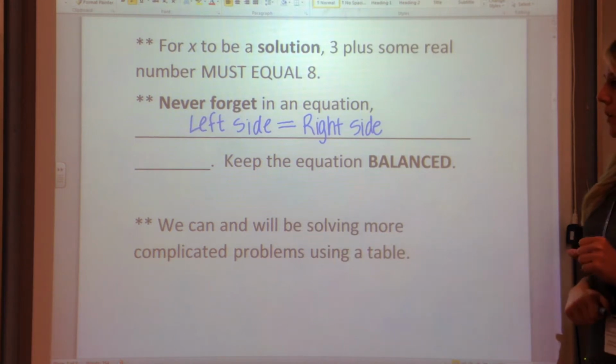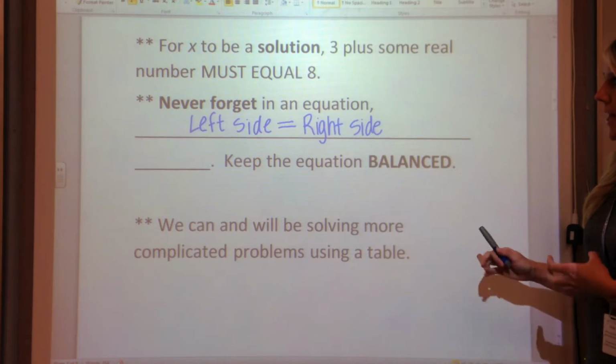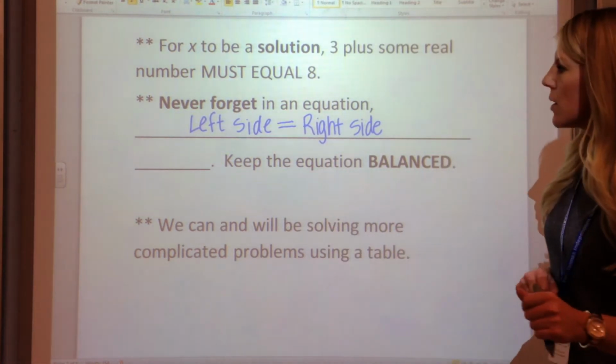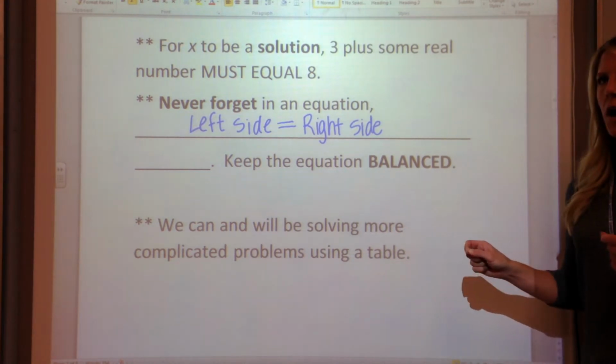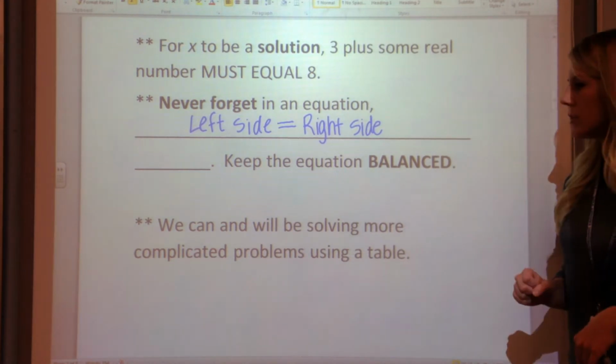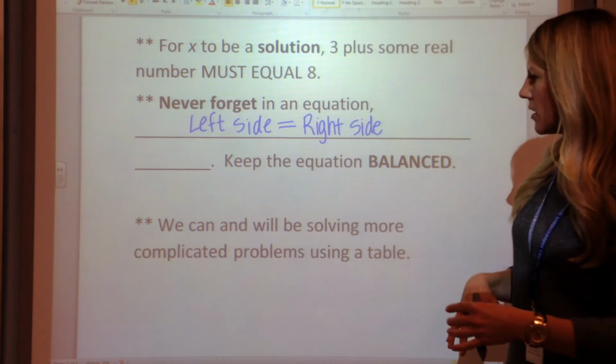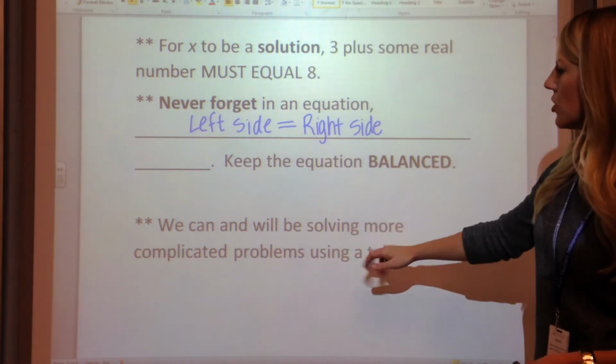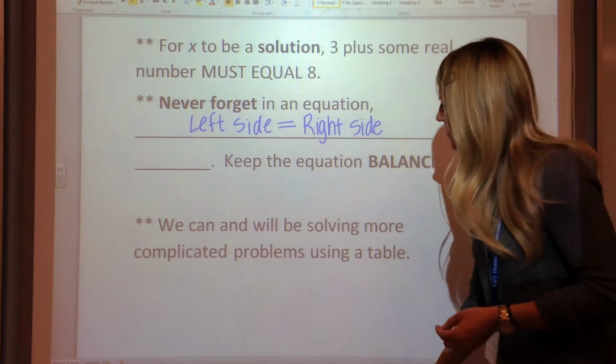Okay, we can and will be solving more complicated problems using a table. So that was just a one-stepper. We just had to subtract 3 from both sides. But now we're going to look at how to find solutions to a little bit more complicated problems. So just to get us started, because we'll progress into solving them algebraically, we're going to look at tables.